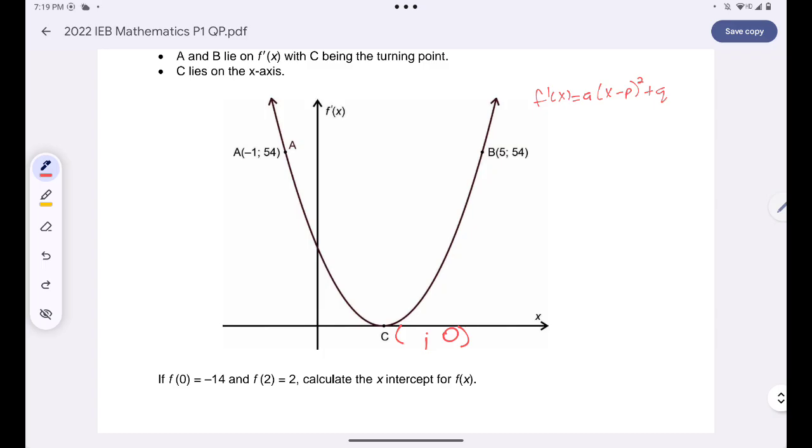How can I find the x value at the turning point? I do have two x values on the horizontal line. Why am I assuming that AB is a horizontal line? Because they have the same y value. So the x value at C is simply the x value at A plus the x value at B over 2. That's negative 1 plus 5 over 2. I'll simply get 4 over 2, which is just 2. So the coordinates of C are just 2 and 0.